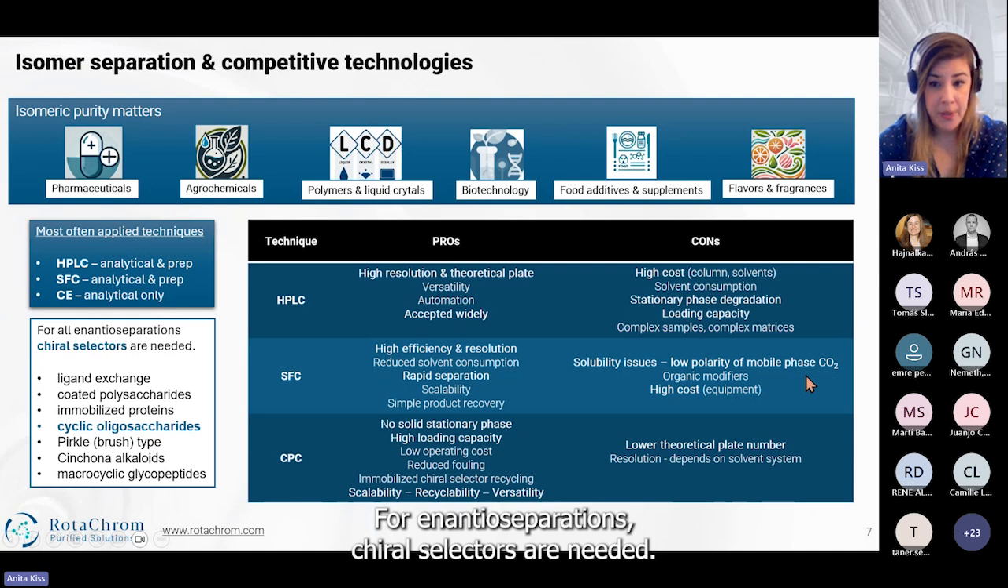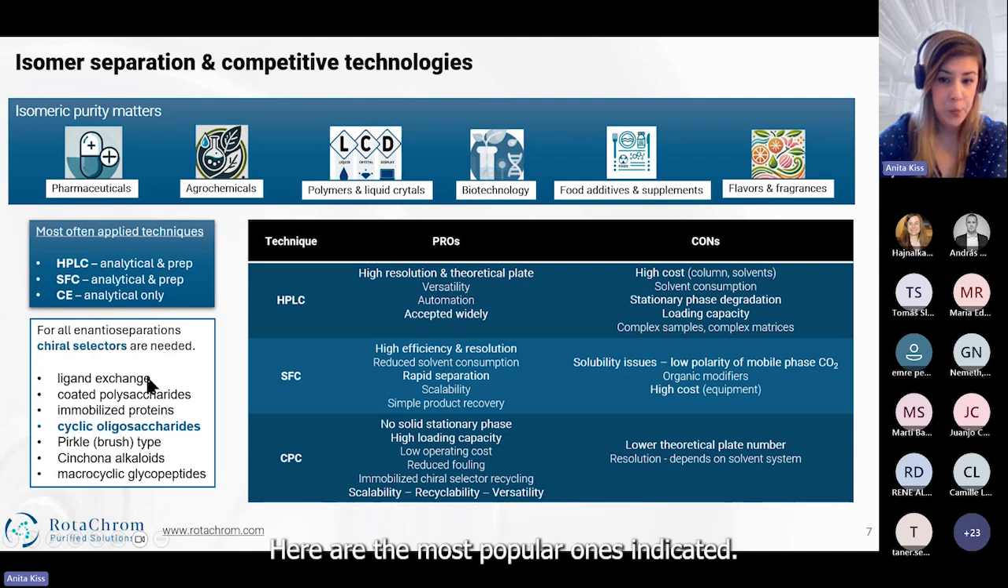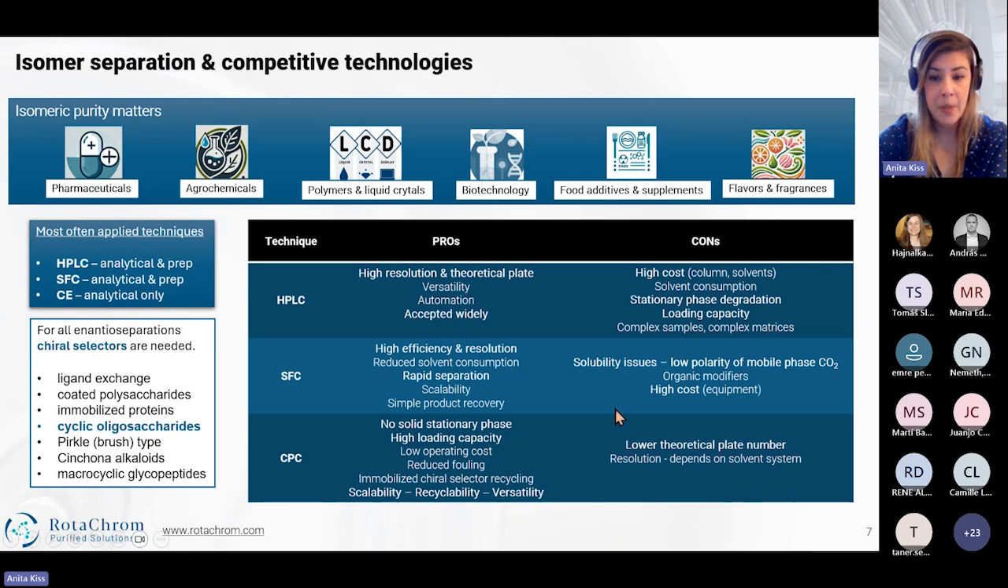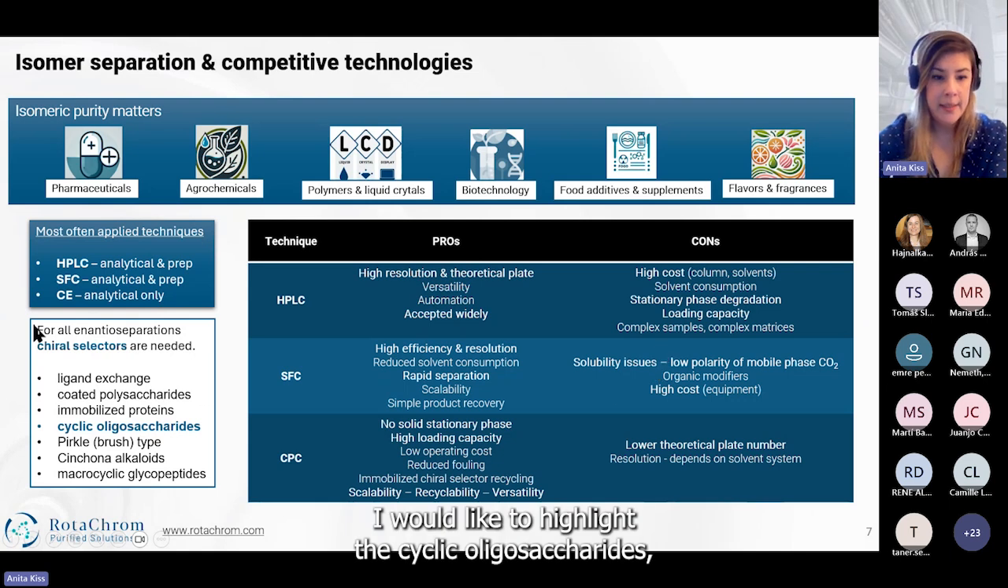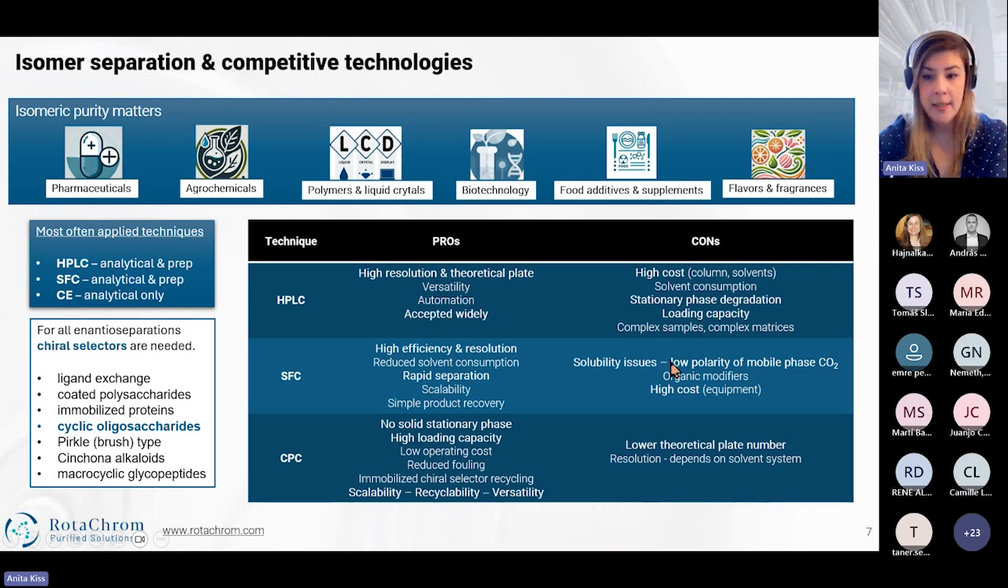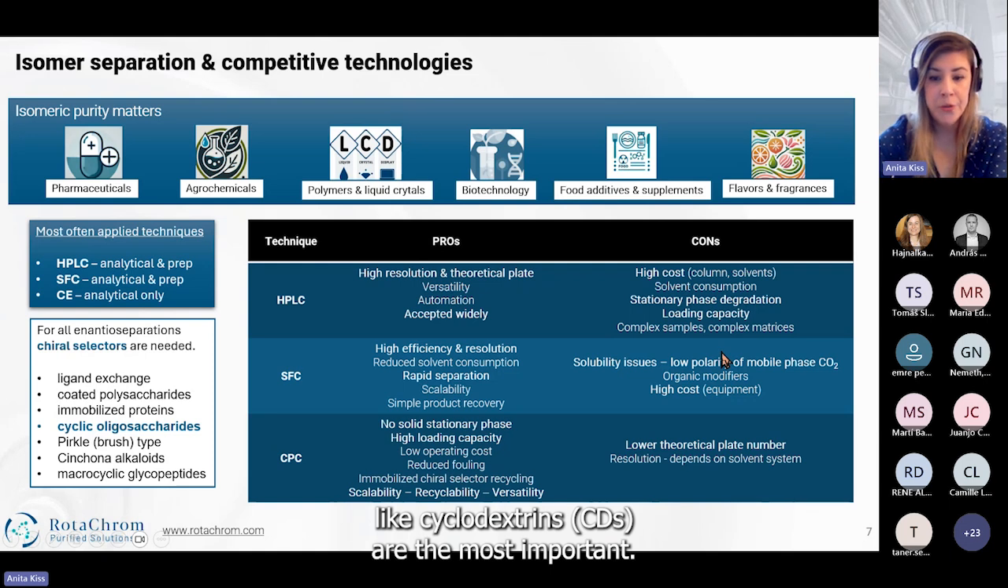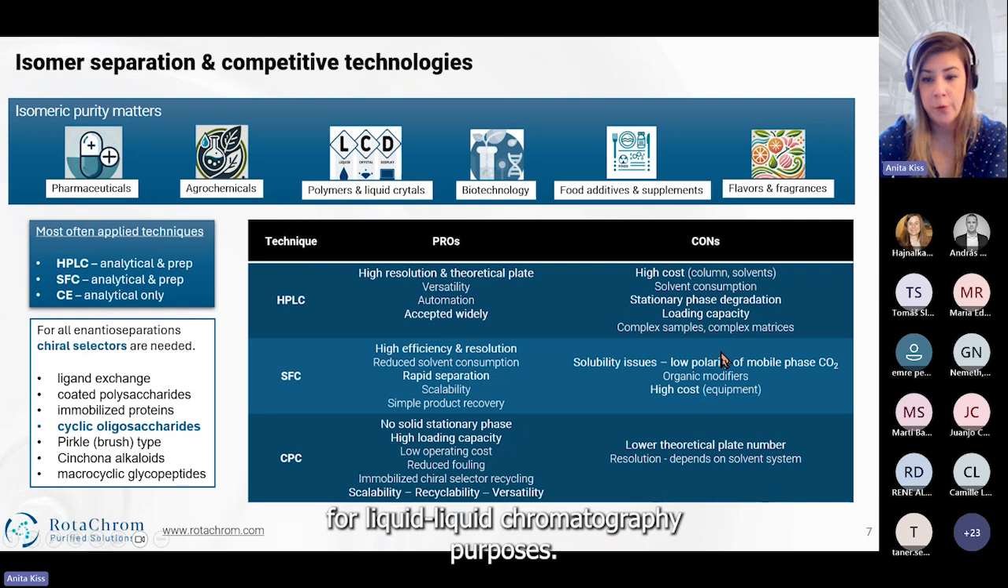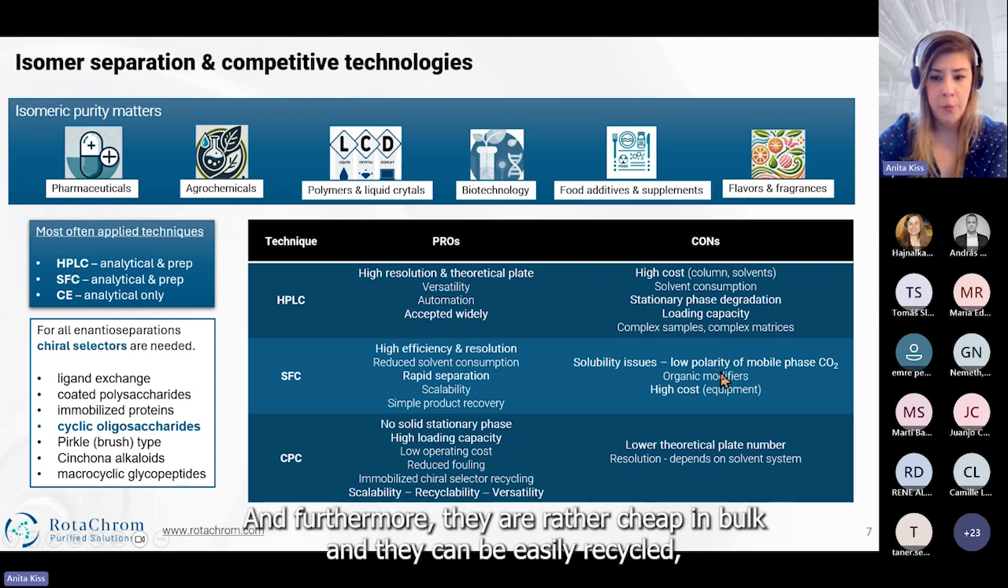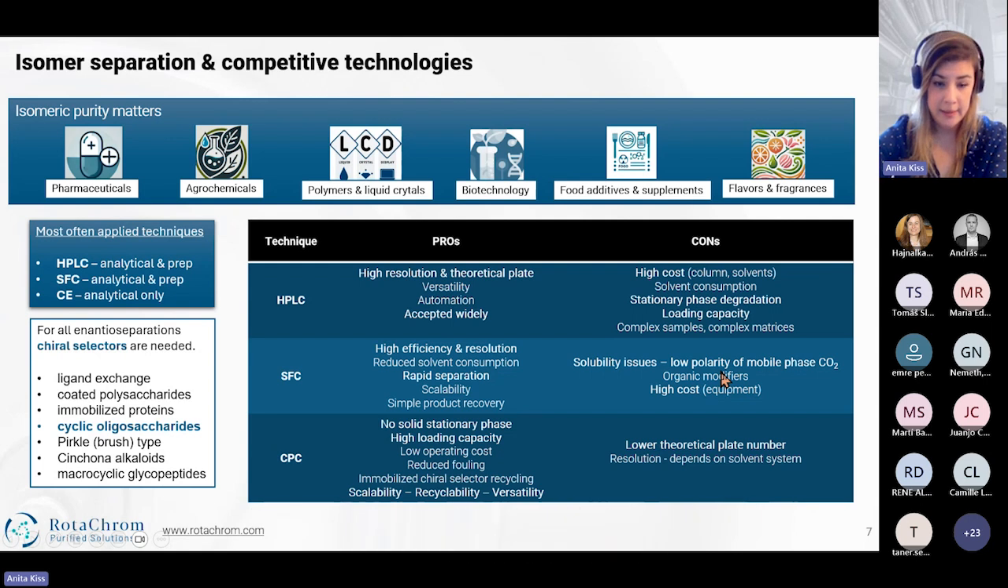For enantiomer separations, chiral selectors are needed. Here are the most popular ones indicated. I'd like to highlight that cyclic oligosaccharides, like cyclodextrins, are the most important. Their remarkable solubility makes them suitable selectors for liquid-liquid chromatographic purposes. And furthermore, they are rather cheap in bulk and they can be easily recycled, that I will talk about later.